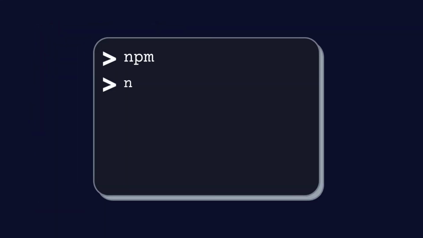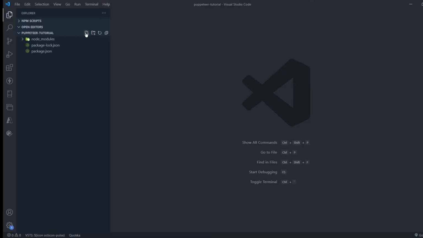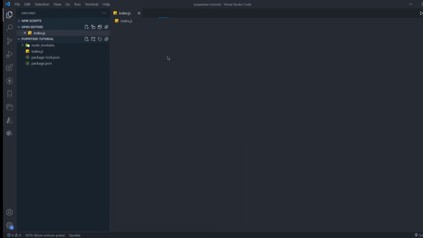To start off, first we need to create a project and use npm init -y to create the node project in the command line. After this, we'll install the Puppeteer package. Next, we'll open our project in VS Code and create the index.js file.